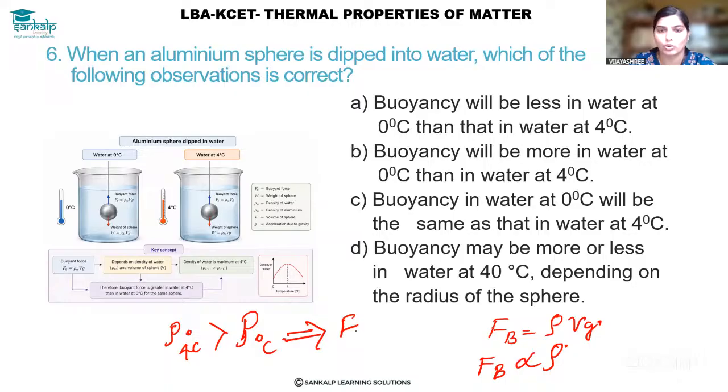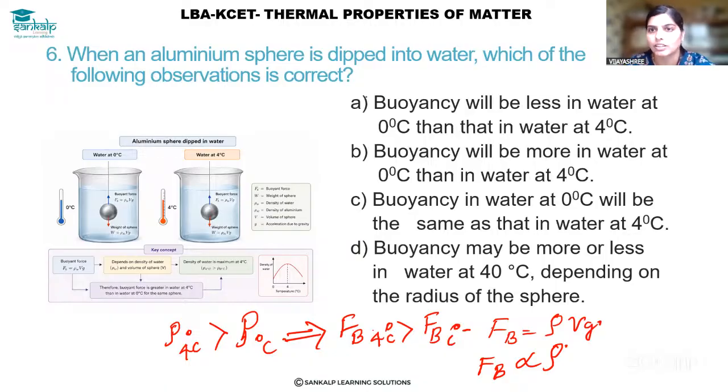Therefore buoyant force at 4 degrees Celsius is more than buoyant force at 0 degree Celsius, right? So what we can say is buoyant force is less in water at 0 degree Celsius than at 4 degree Celsius.